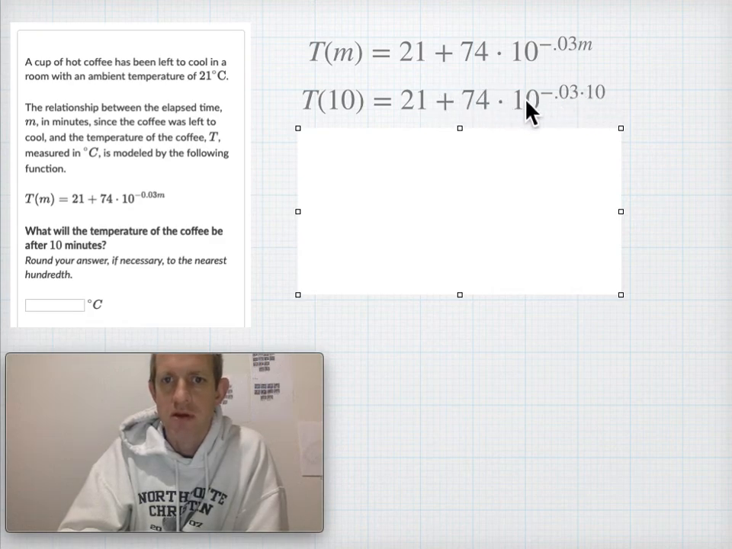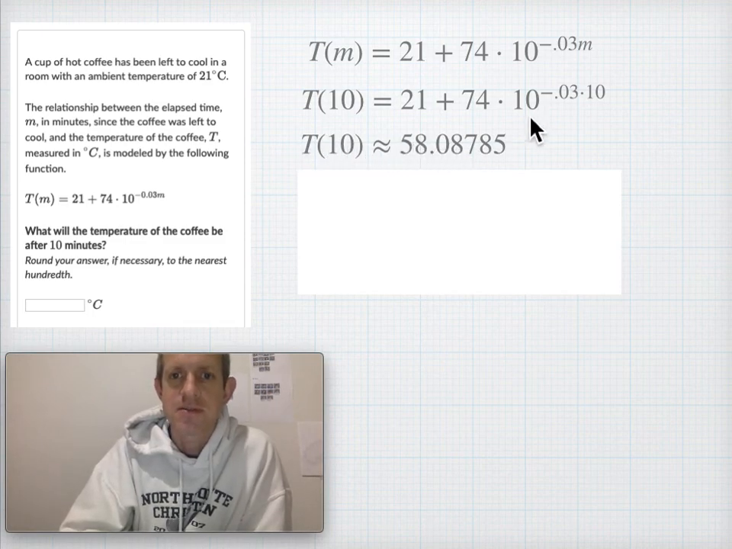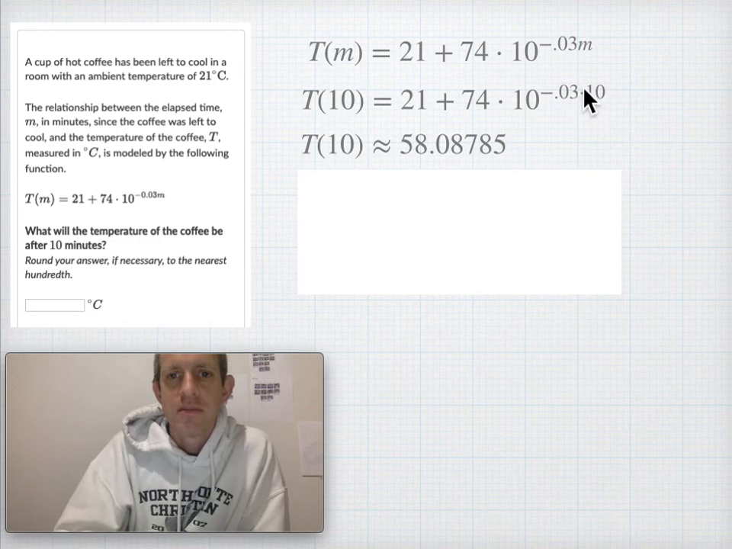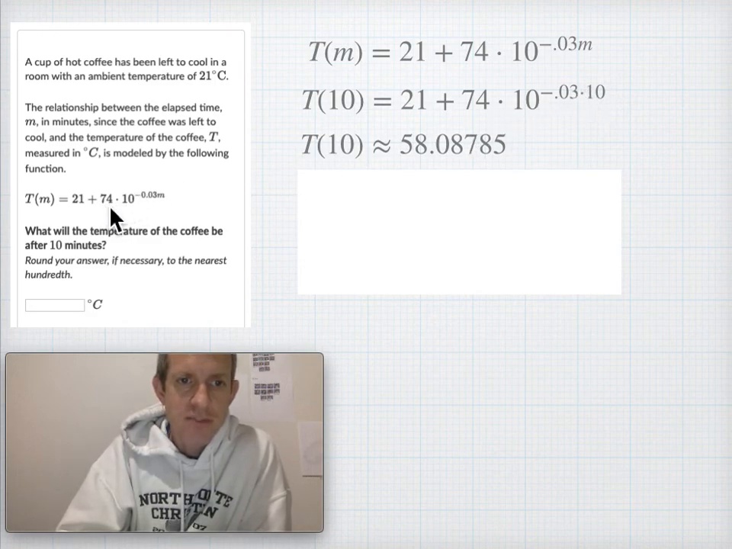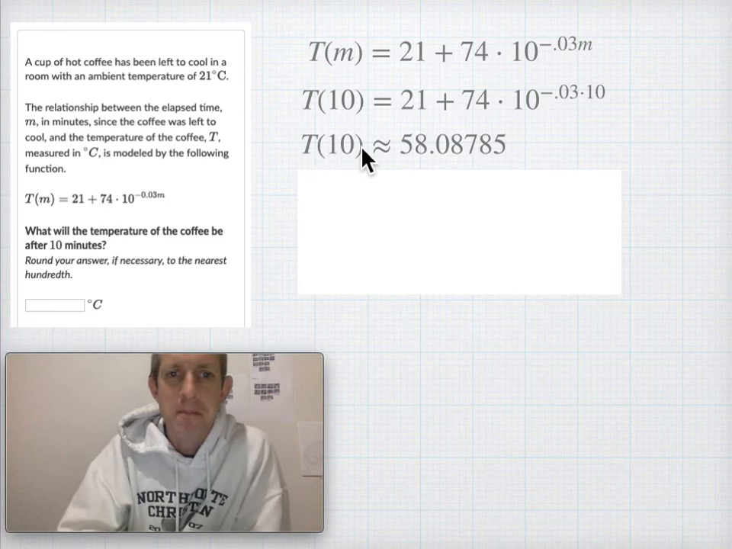I would type it all into my calculator right away and get approximately 58 minutes. And so I'm sorry, 58 degrees Celsius. So if I wait 10 minutes, my temperature will have gone down from 74 to 58. And that's still, I think, too hot probably to drink. But anyhow, that's that question.